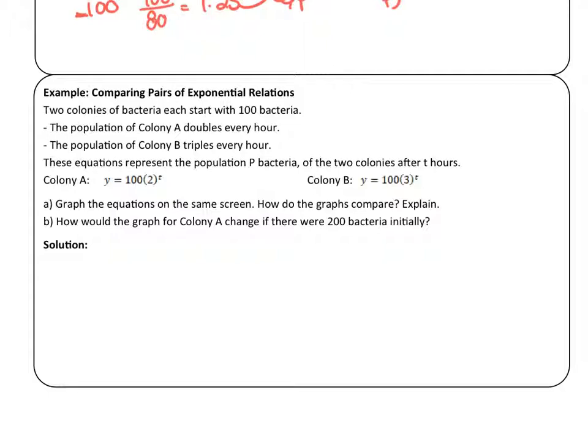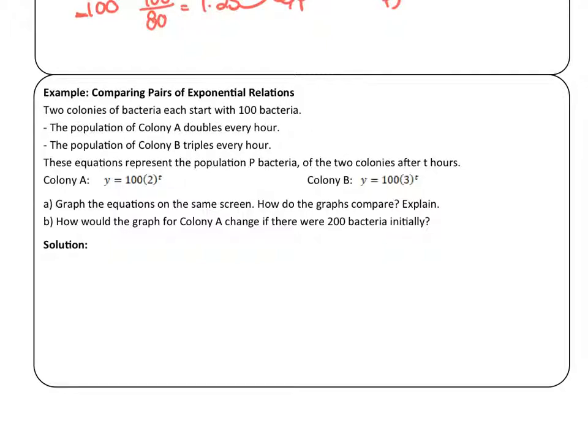All right, so back to the last example, comparing pairs of exponential relations. So two colonies of bacteria start with 100 bacteria. The population of colony A doubles every hour, and colony B triples every hour. So notice, graph the equations on the same screen. How do these graphs compare and explain?